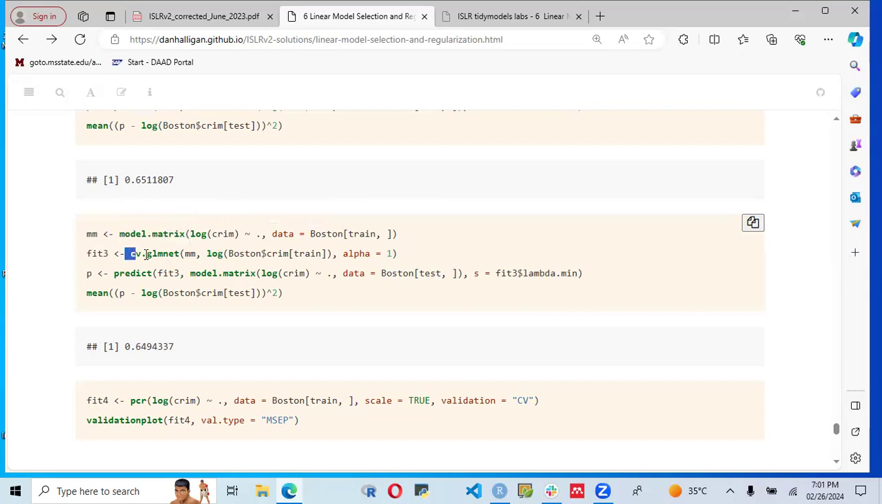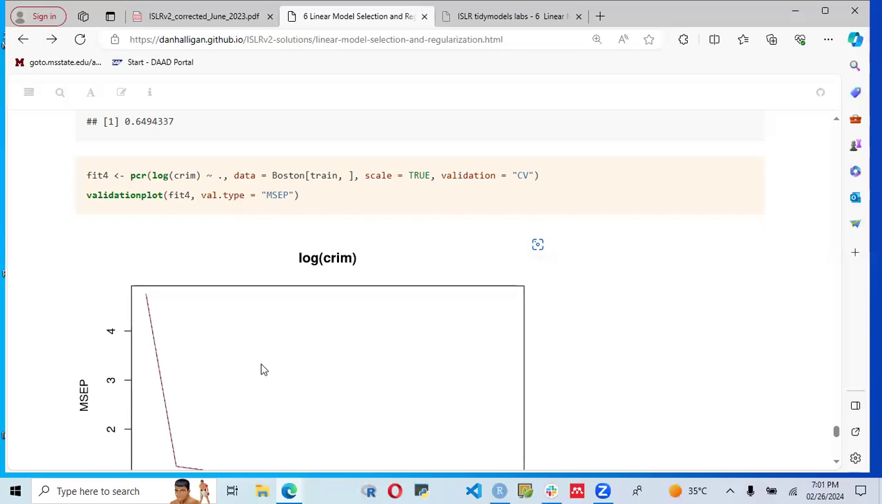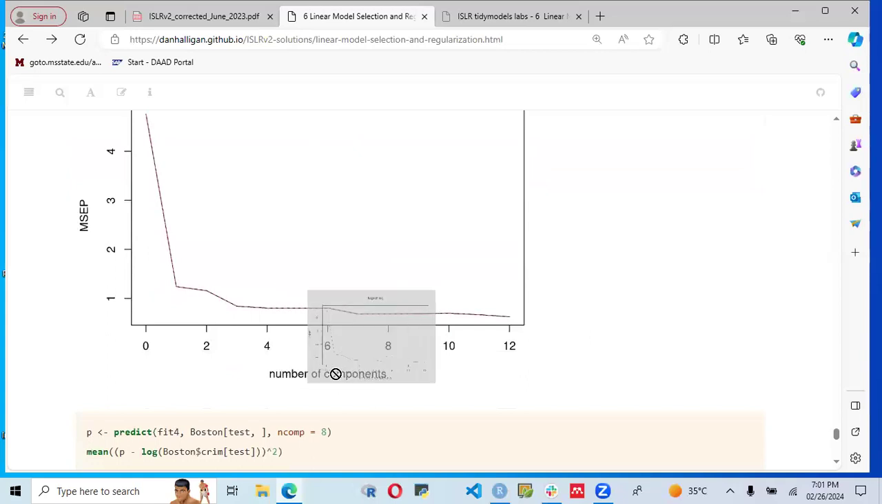So we use the cv.glmnet function on these objects. So where we have log Boston$crime on the training data set where alpha is 1, then we do our prediction on the test sets, then we extract the mean prediction, which is 0.64. So here we just run our validation plots on fit 4, which we defined using the principal component regression. So we just got the number of components MSEP. So here we have components from 0 to around 12.